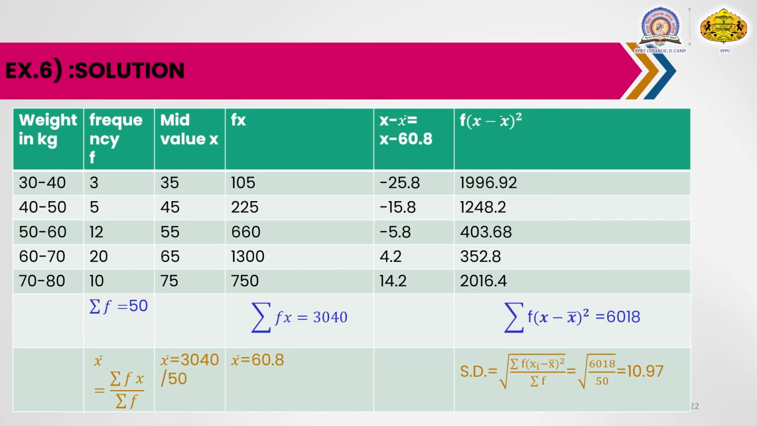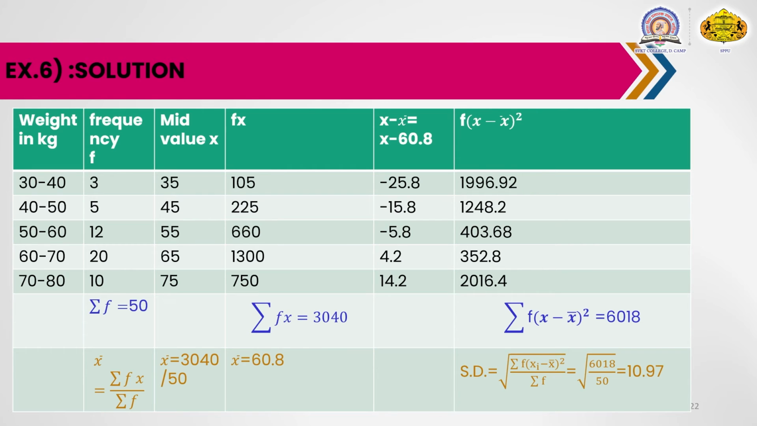So for that we require summation f. So we have to do the addition of all the frequencies. In the second column, at the end I have to write summation of f, which is 50, the addition of all the frequencies. In the third column, look at the third column, mid values.